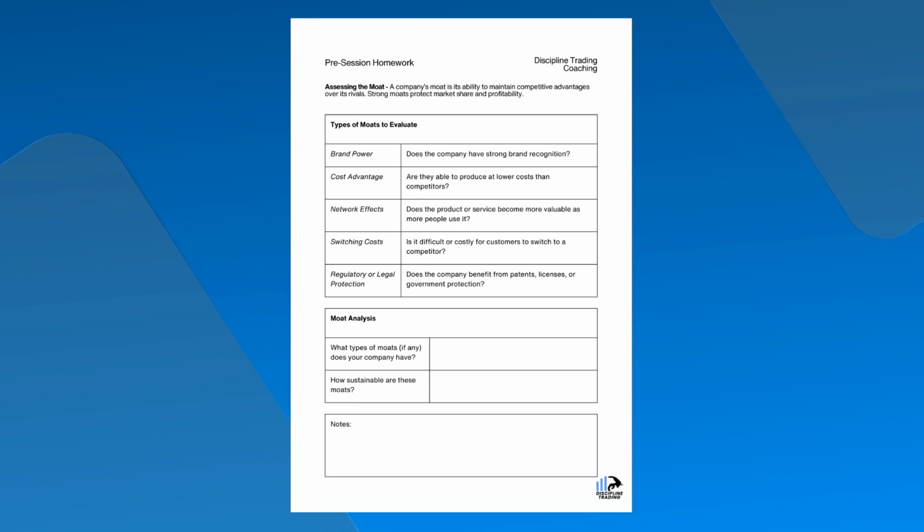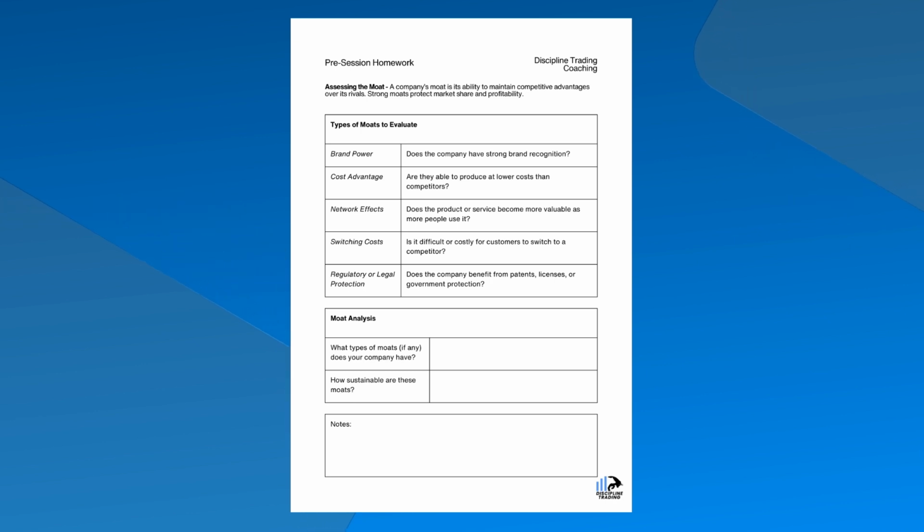In the second bucket, moat analysis, it asks what types of moats, if any, does your company possess? And you want to be definitive about this, not maybe, not kind of, sort of. Which ones does it have specifically? 1, 2, even if it's 3.